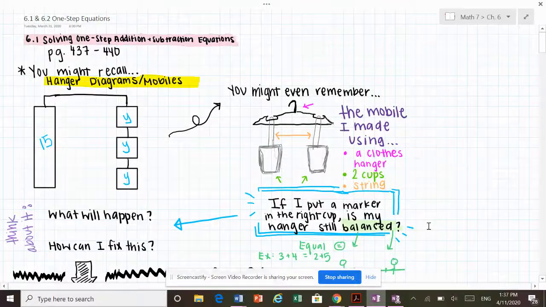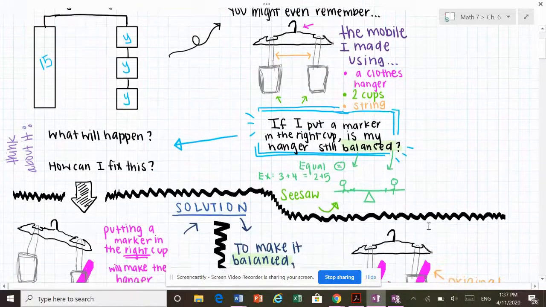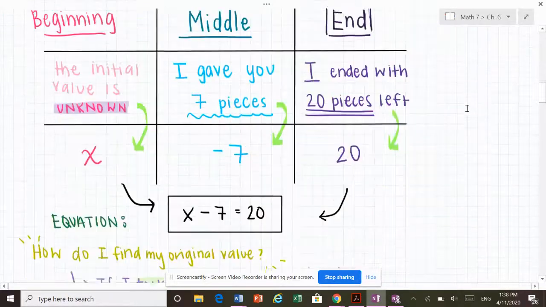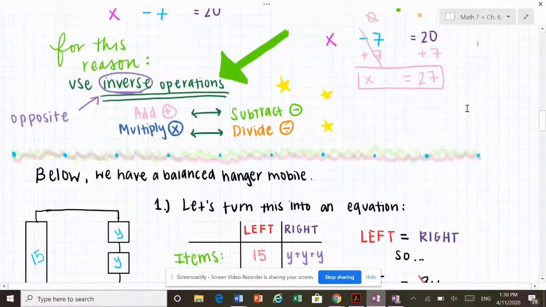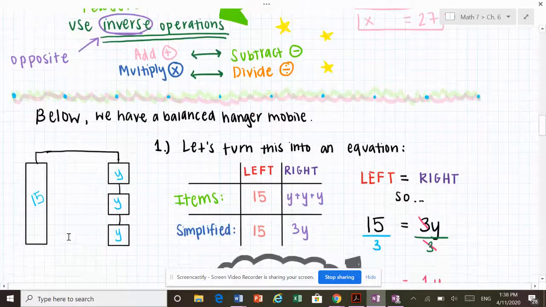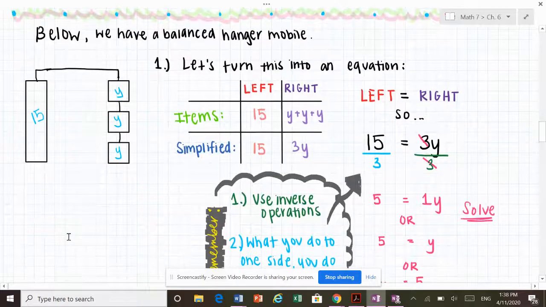Welcome to video 3. In the first video, we went over this first rule: what you do to one side, you do to the other. In the second video, we went over the second rule, which was to always use inverse operations. So now we're going to put these two rules into action with one of our hanger mobiles that you saw in the very beginning in video 1.